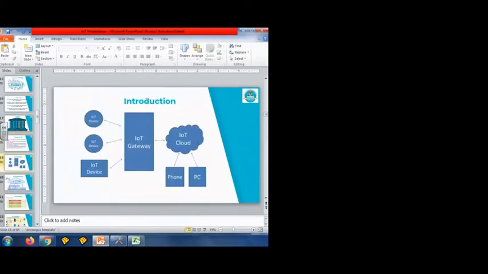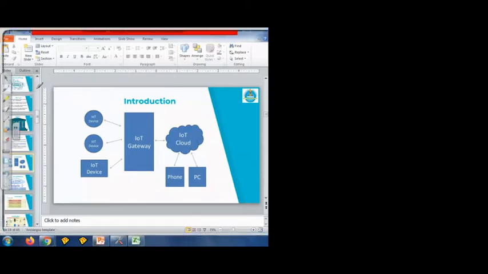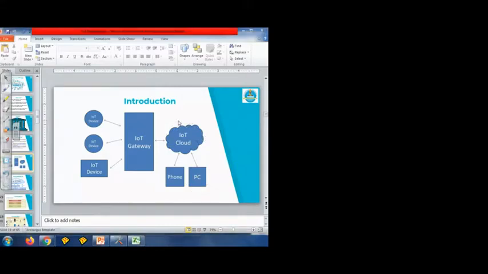We have also discussed one simple block diagram, showing how the devices communicate with each other and flow the data into the IoT gateways, and the data can be uploaded onto the cloud. Depending on the requirement, we can use any device, for example mobile phones, PCs, or any kind of smart devices, so that we can access the stored data on the cloud.